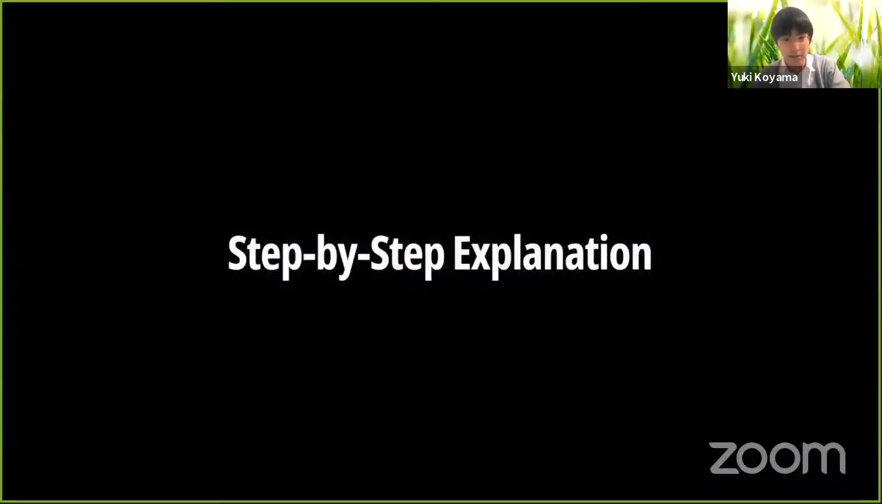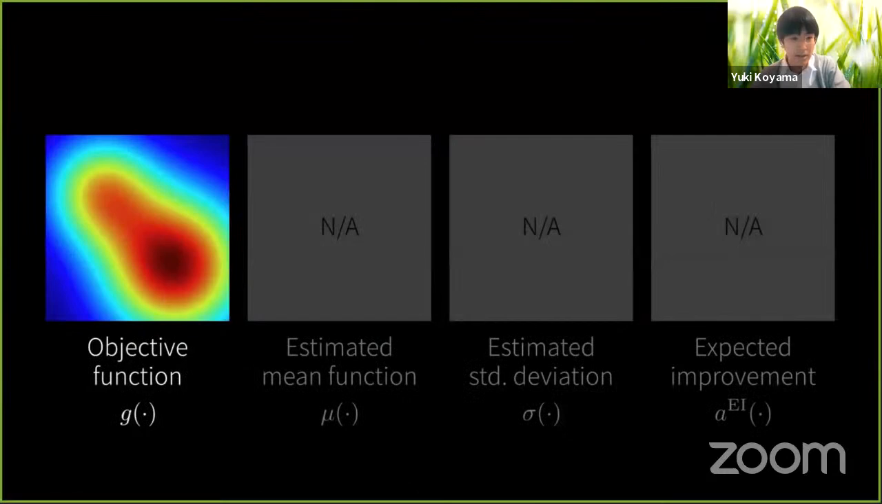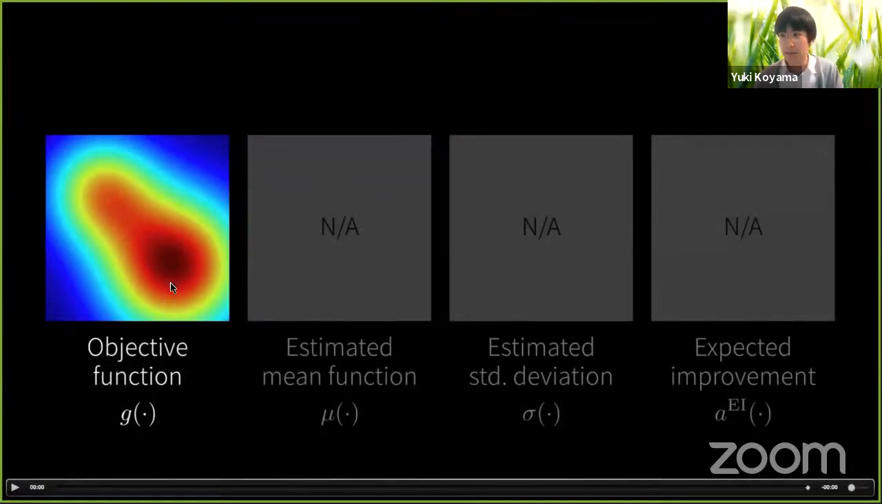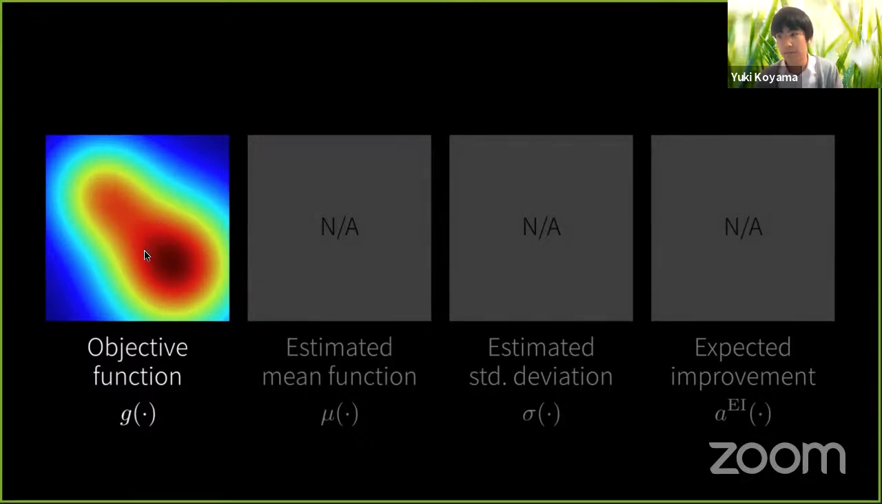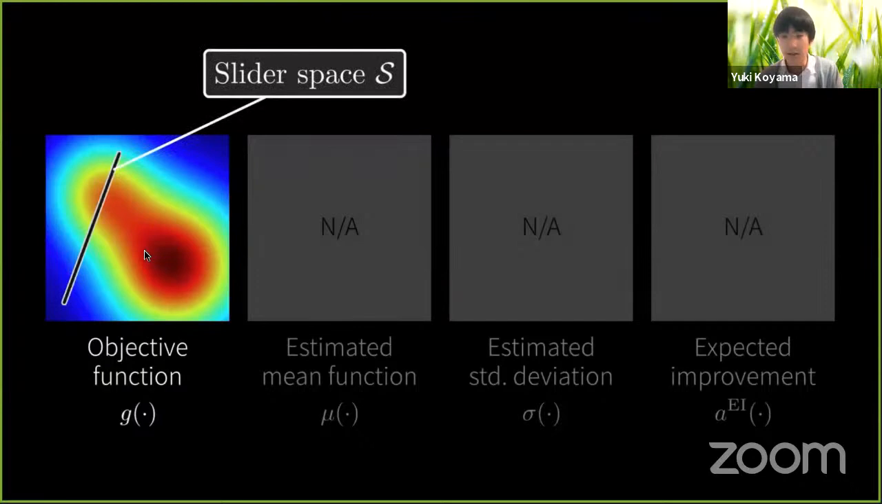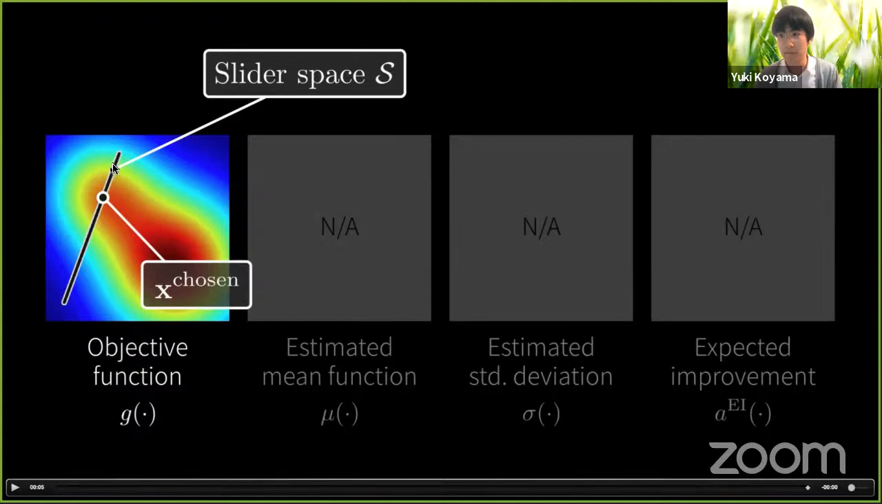Okay, so here is an example optimization sequence. So suppose that we want to find the maximizer of this two-dimensional unknown function. First, the system generates an initial slider space randomly because there is no information yet. And the system asks human evaluators to perform a line search task using this slider space and obtains the point called X chosen, which represents the maximum within this one-dimensional subspace.